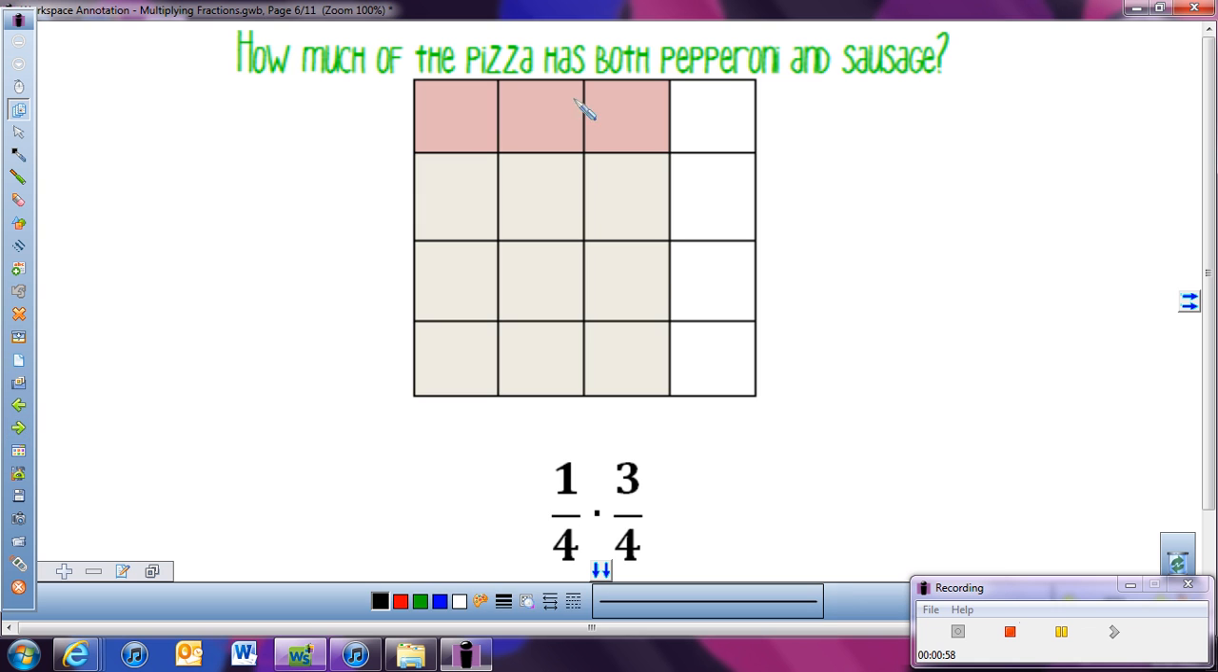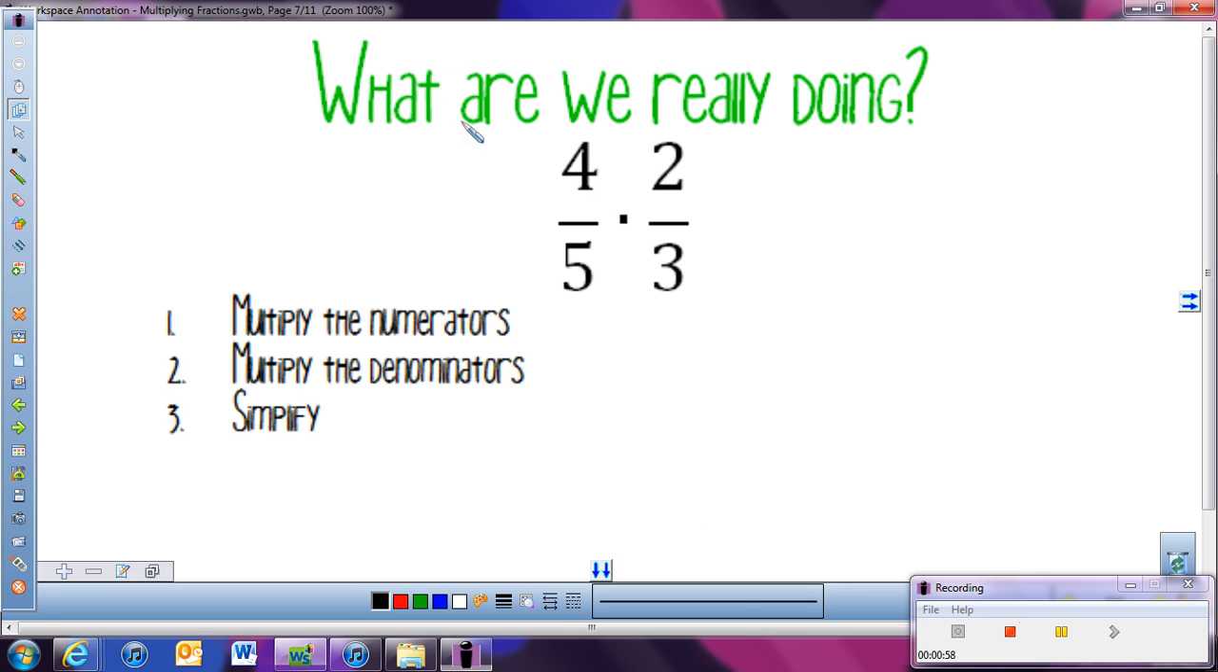And then we'll open it all the way back up, and we can see how much of the entire pizza had both pepperoni and sausage. So I can count up 1, 2, 3 pieces had both, out of the total 3, 6, 9, 12, 15, 16. 3 out of the 16 pieces. Which, if we notice, 1 times 3 is 3, 4 times 4 is 16. You might have figured out that what we're really doing when we're multiplying fractions is simply multiplying the numerators, multiplying the denominators, and then simplifying.